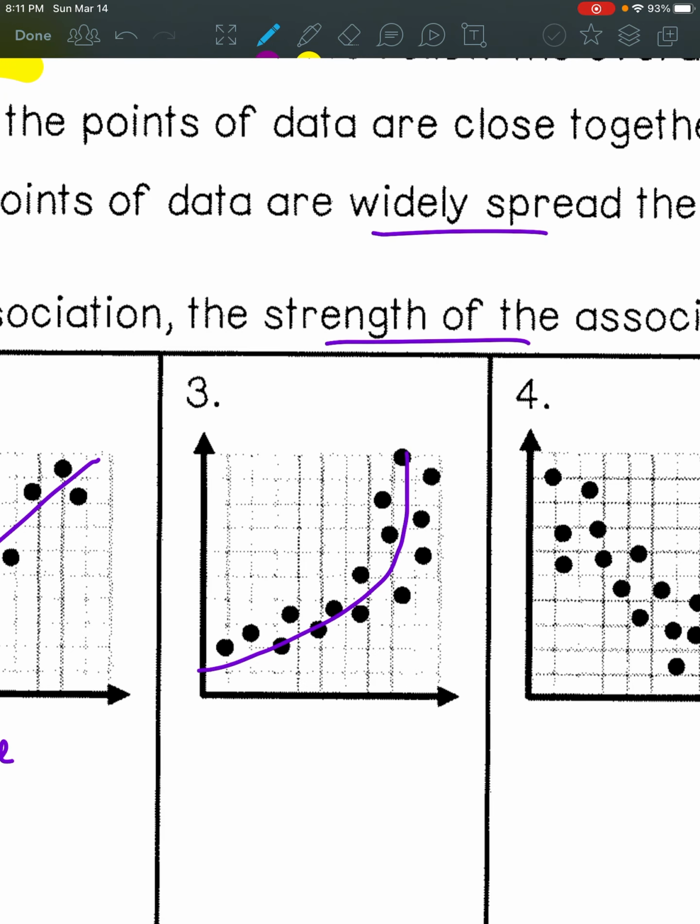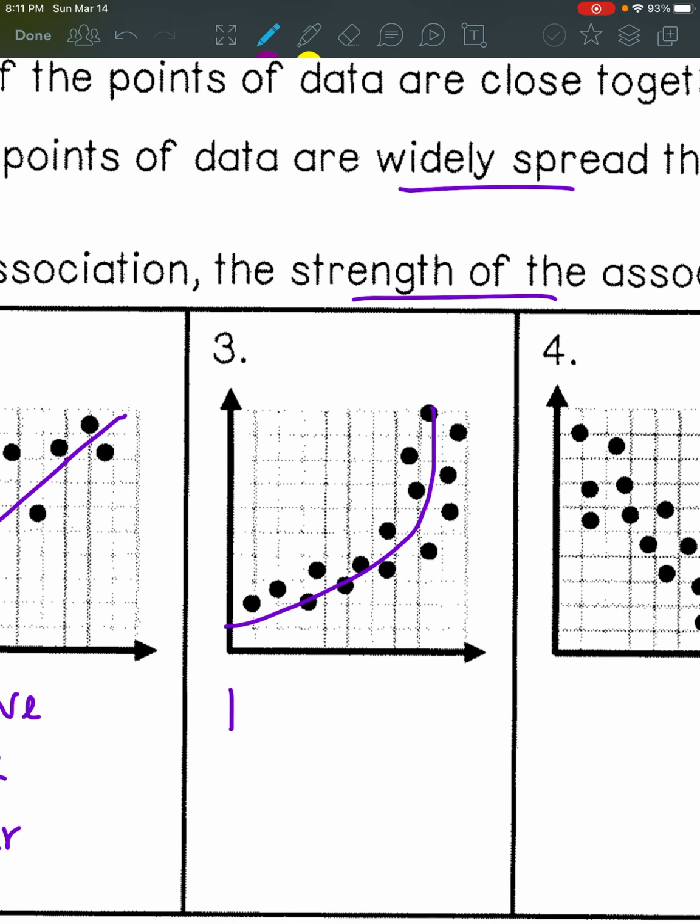Next one, it is going uphill, but notice there's kind of a curve to it. So this is a positive association. I think it's pretty strong. Those points are all pretty close to that line that I drew, so this is a strong association. And then we would say this is non-linear since it doesn't form a straight line.